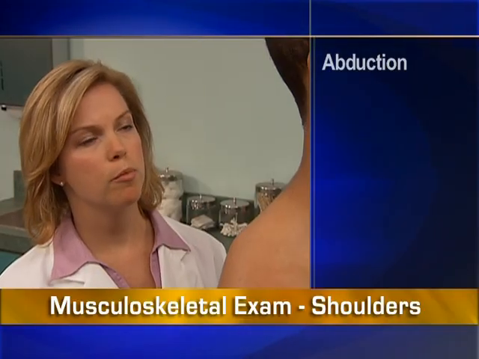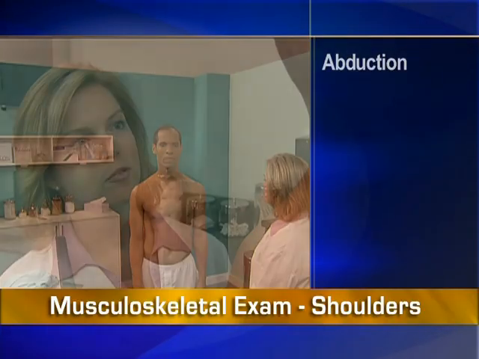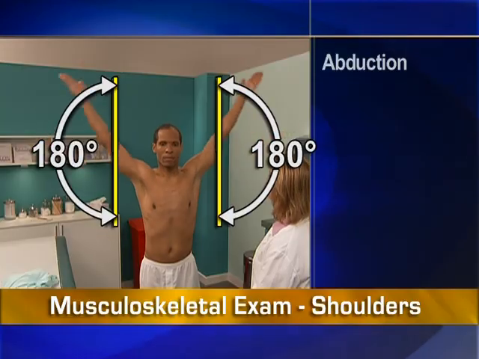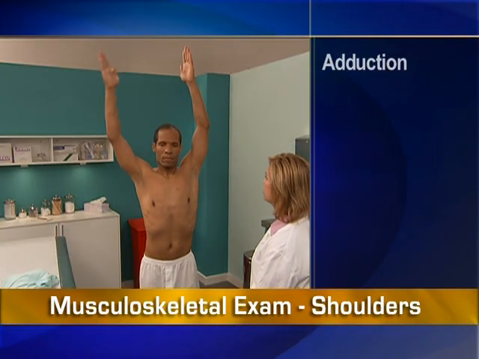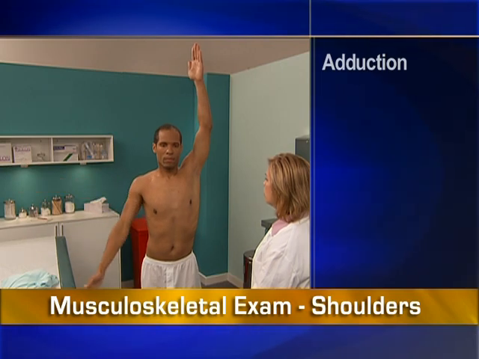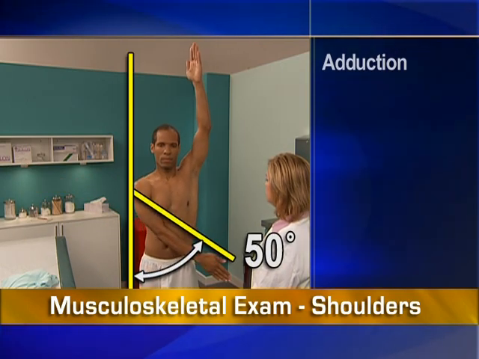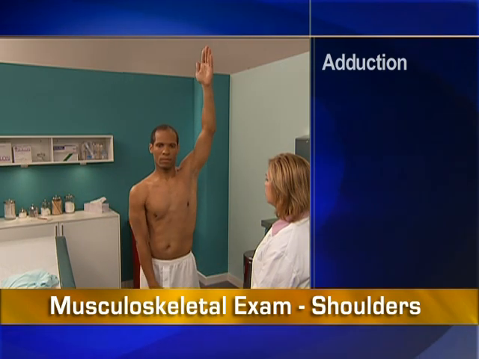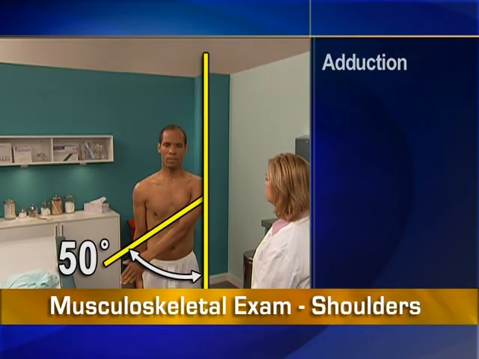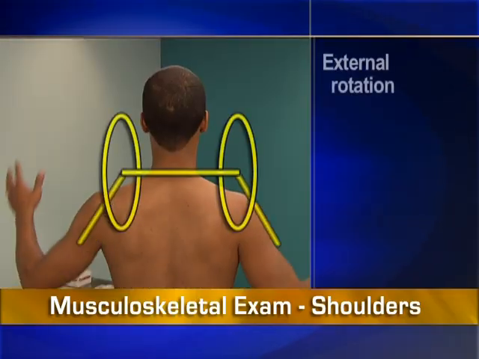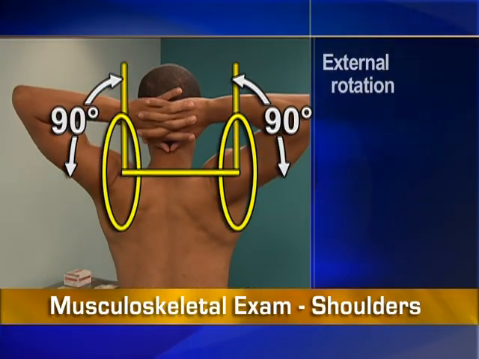Good. Now take both arms, raise them up above your head, and put your palms together. Abduction of 180 degrees. Now take your right arm. As you lower it, sweep it across the front of your body as far as it will go. Adduction of 50 degrees. Good. And the left. Good. And external rotation of 90 degrees.